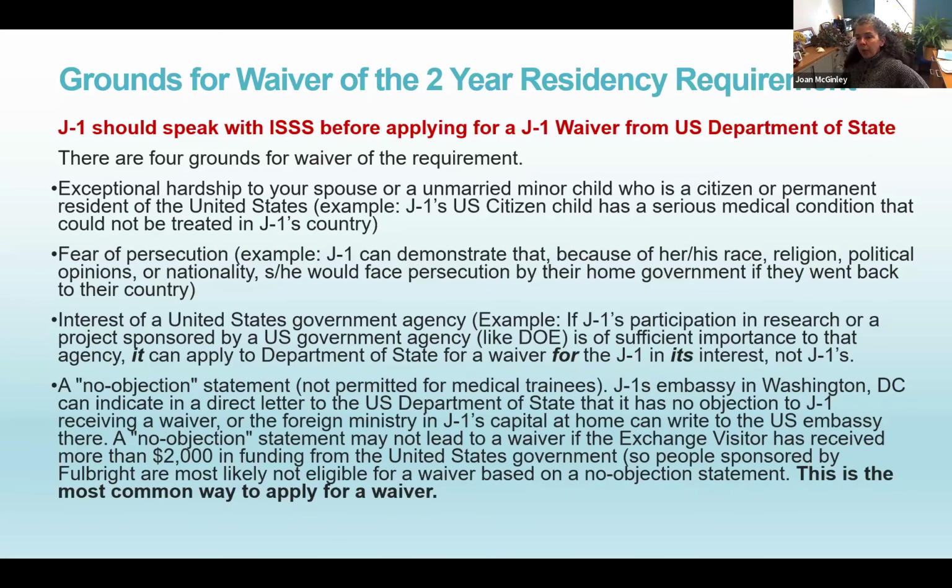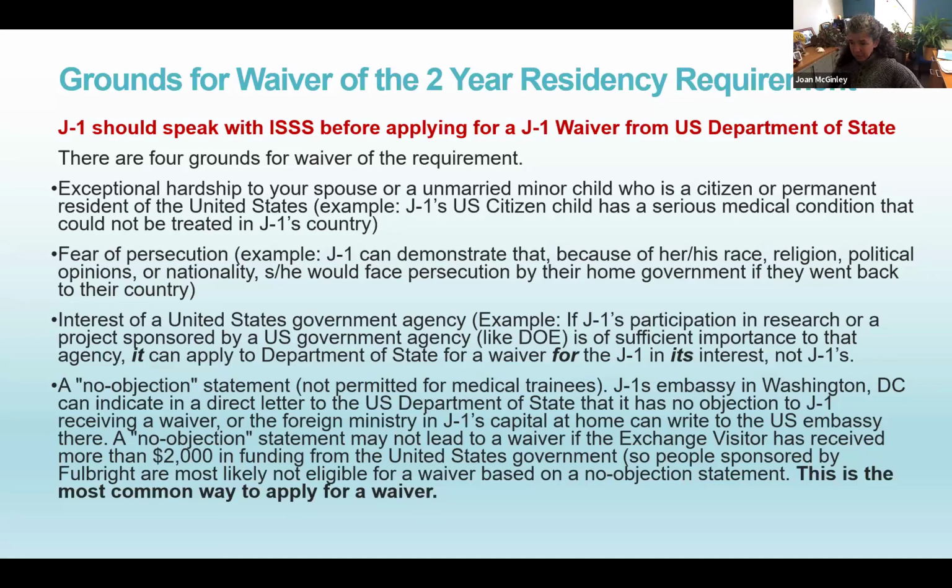So you can get a waiver based on exceptional hardship to you or your spouse, fear of persecution, interest of a U.S. government agency, or a no objection statement. The one we use most often is the no objection statement. That's where the individual contacts their embassy and says, I'm in the US, I'm in J status, I'm subject to the 2-year home residence requirement, and I would like to get a waiver.